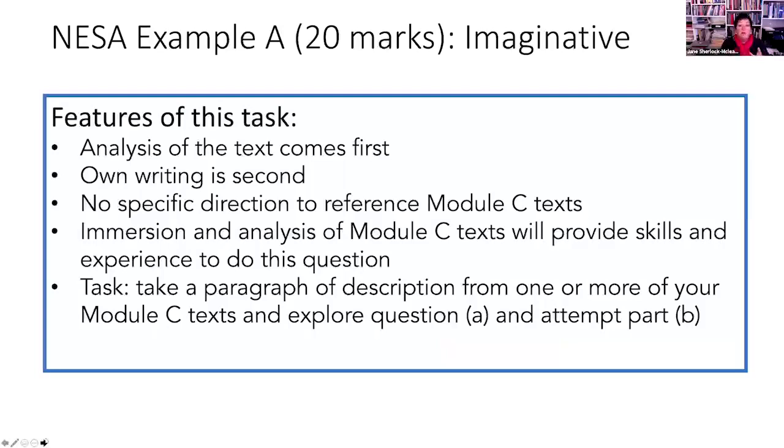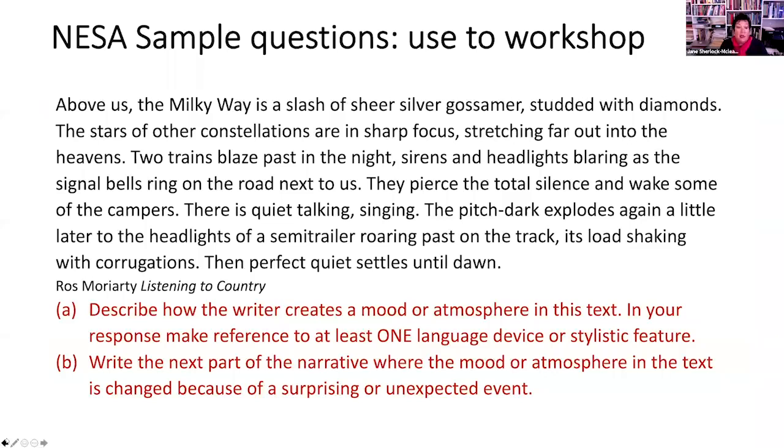There was no specific reference to a Module C text, but of course, your immersion in your Module C text is going to give you the opportunity. What you could do then is take a paragraph of description from any one of your Module C texts and do that same question. So come back to that. How does the writer create a mood or atmosphere?